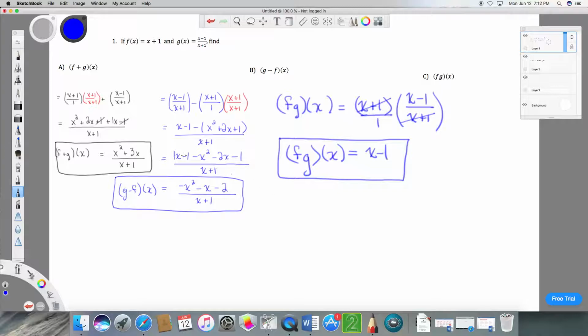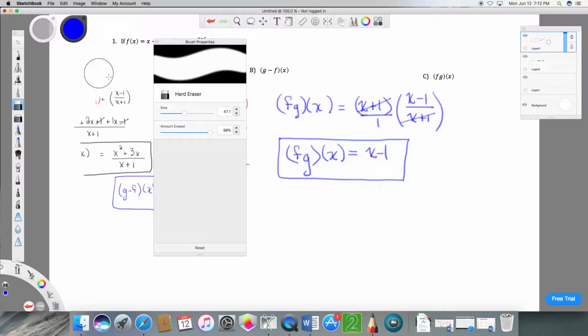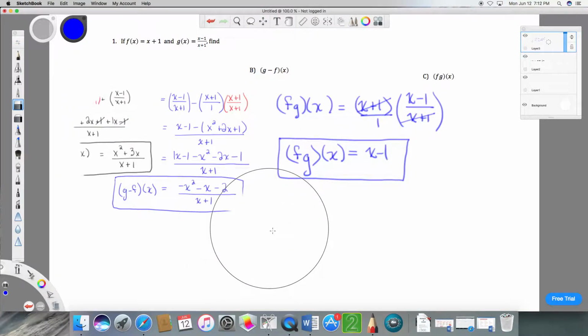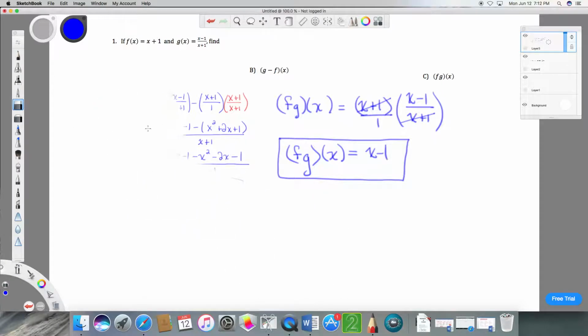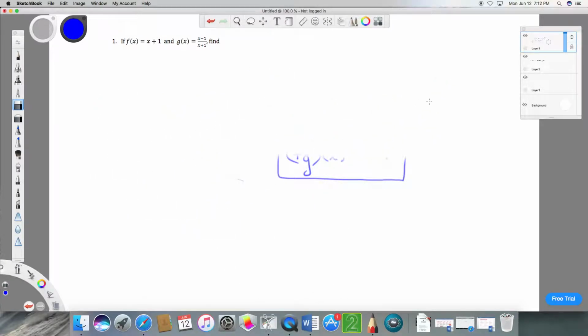So we have this. I'm just going to erase all of this and move on to part D. Look how big the eraser is that you can make it. That kind of surprised me. I didn't know it would be that big.